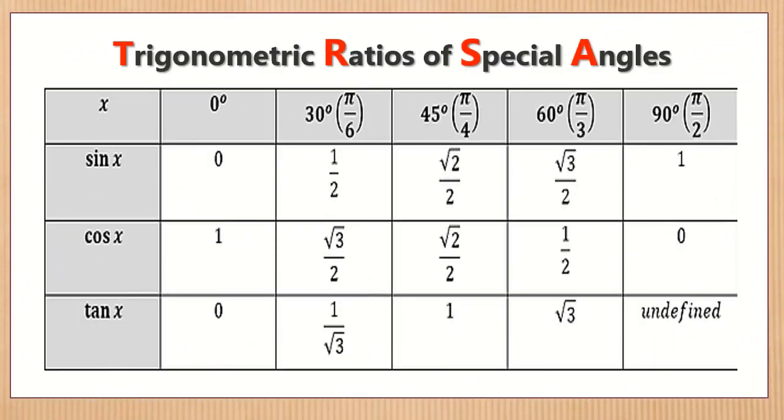This table is the collection of the trigonometric ratios of special angles 0 degrees, 30 degrees, 45 degrees, 60 degrees, 90 degrees for the functions sines, cosines and tangents.